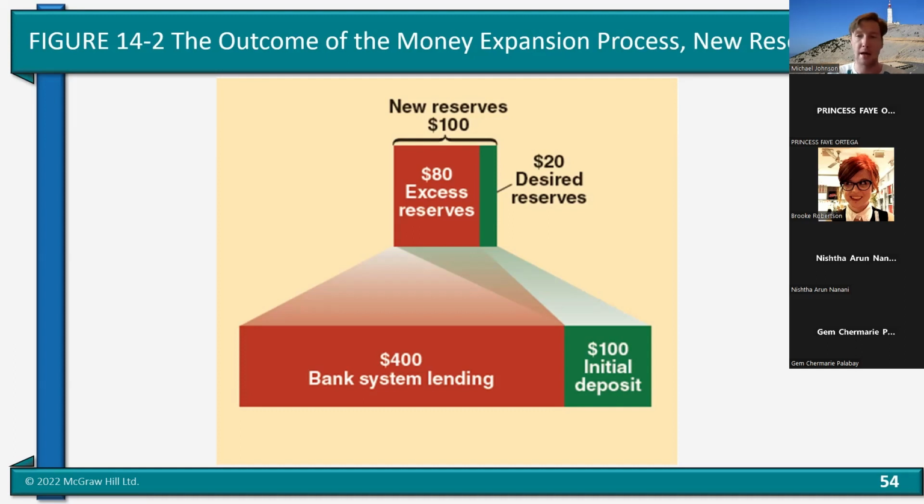So bank A lends to customer A. Customer A deposits into bank B. Bank B lends to customer B. Customer B deposits into bank C. Bank C lends to customer C. Customer C deposits into bank D, and so on and so on. This creates more and more money.